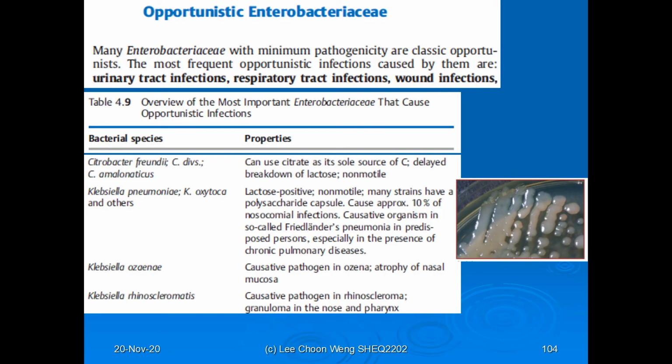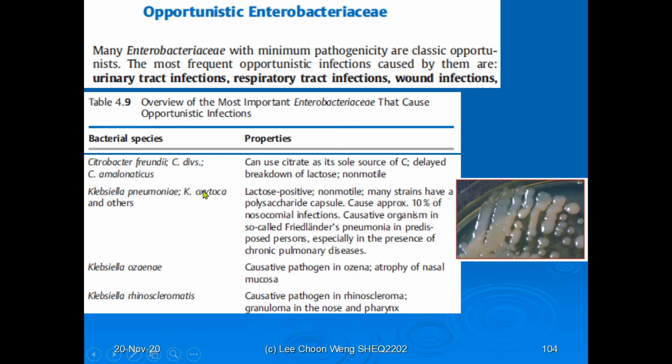Look at other Enterobacteriaceae that are important, especially those causing opportunistic infections or hospital infections. So here we have Citrobacter and Klebsiella. These are lactose fermenters, so they will form pinkish to reddish colonies on MacConkey agar.